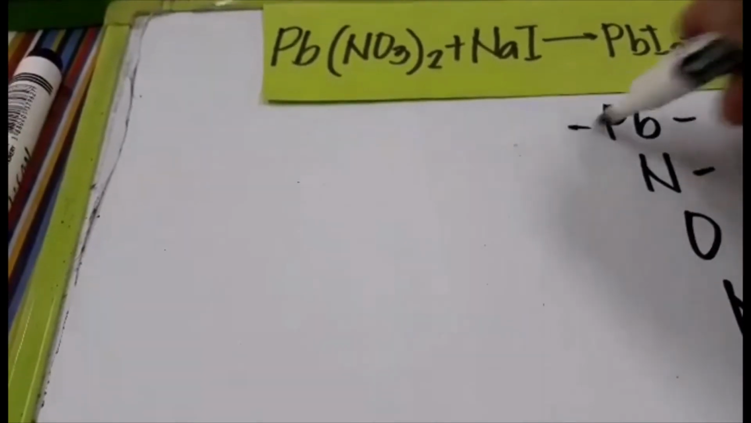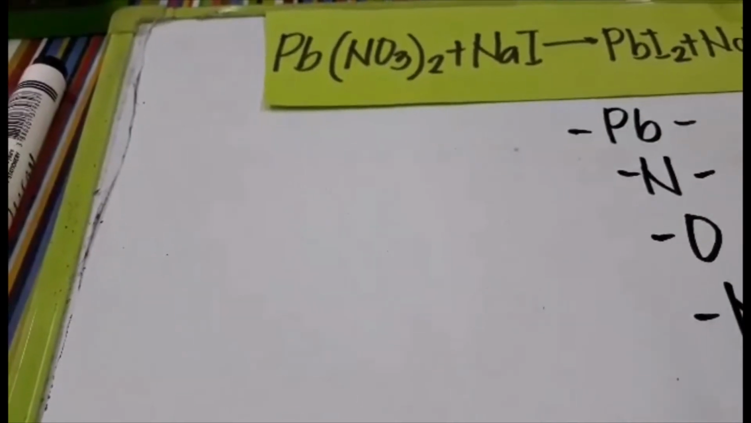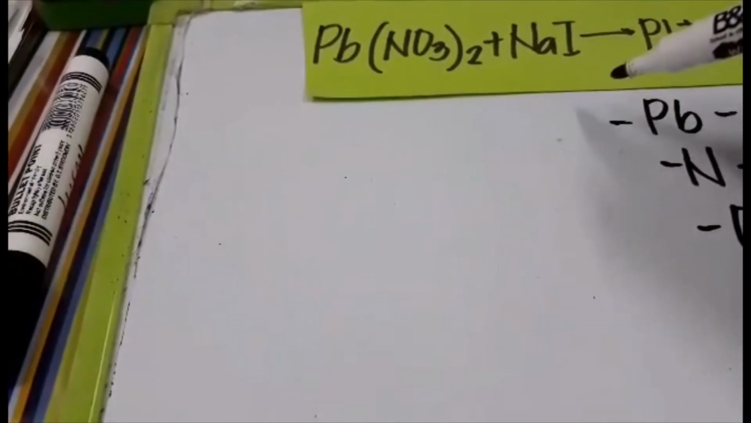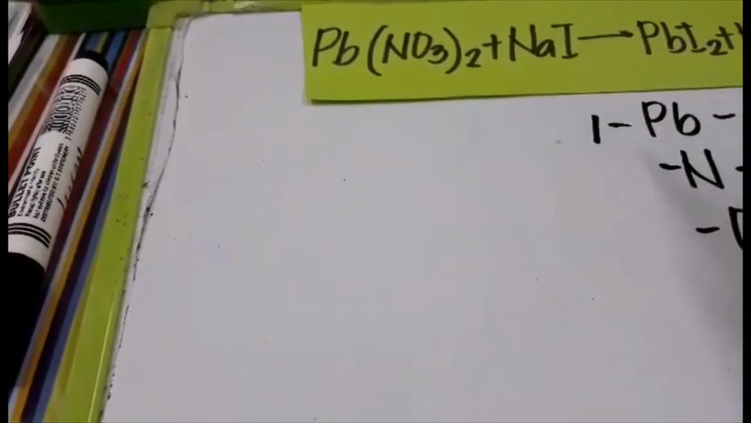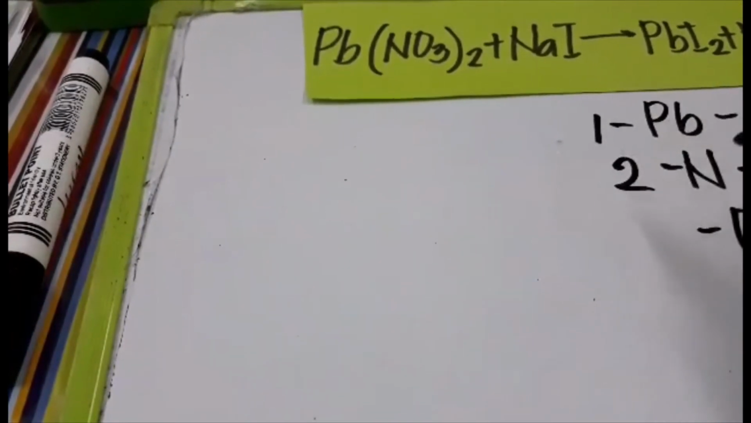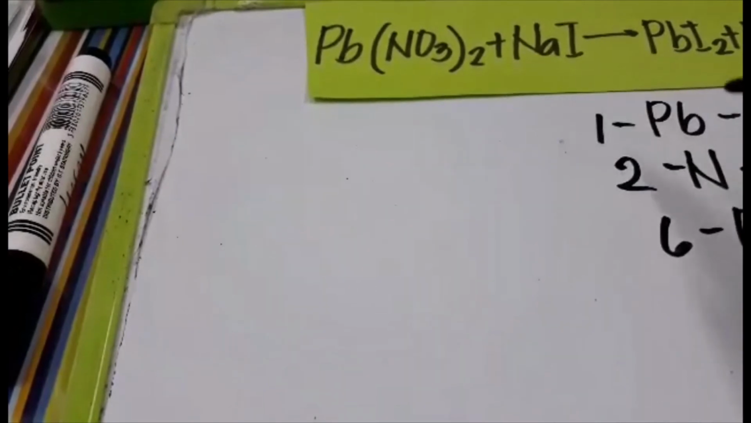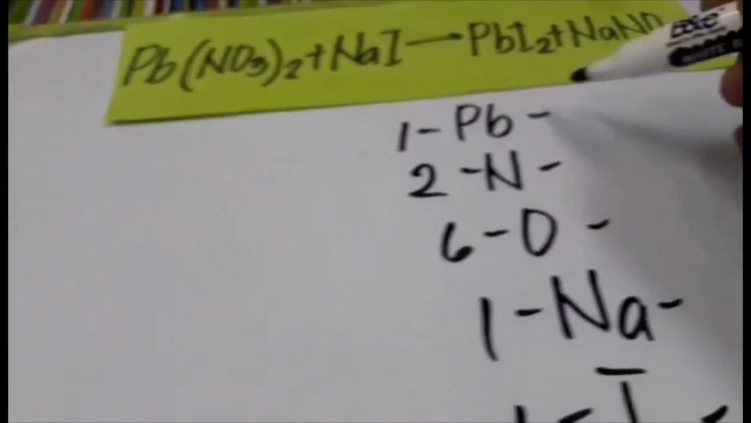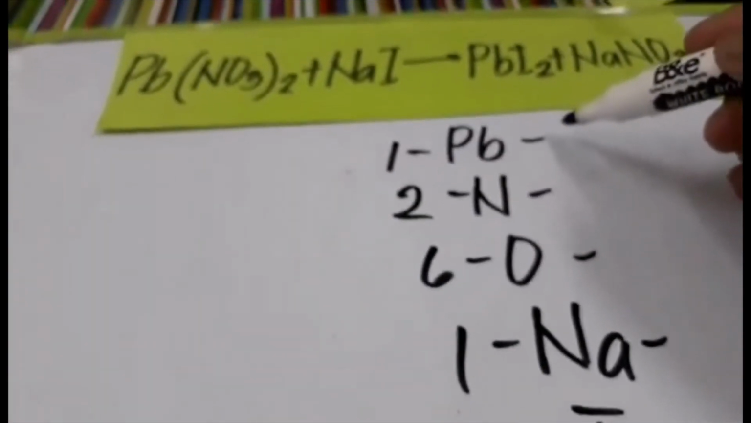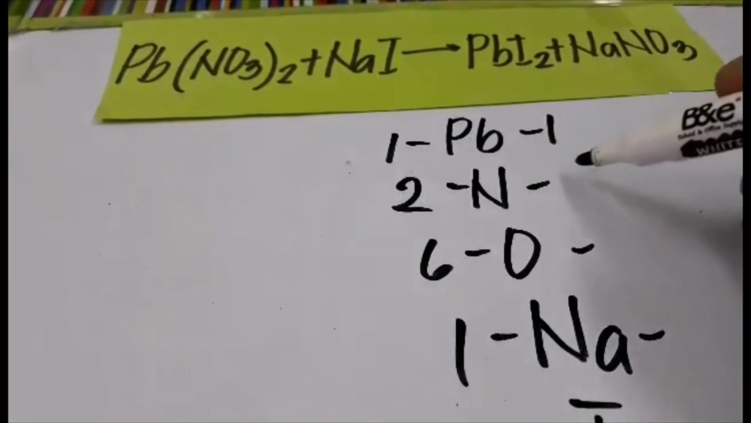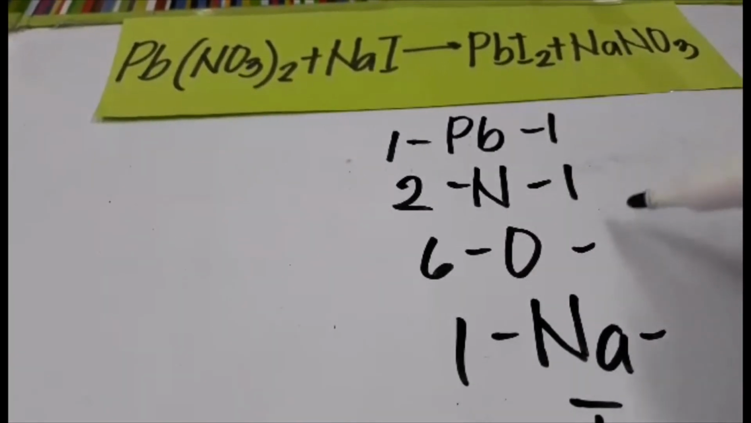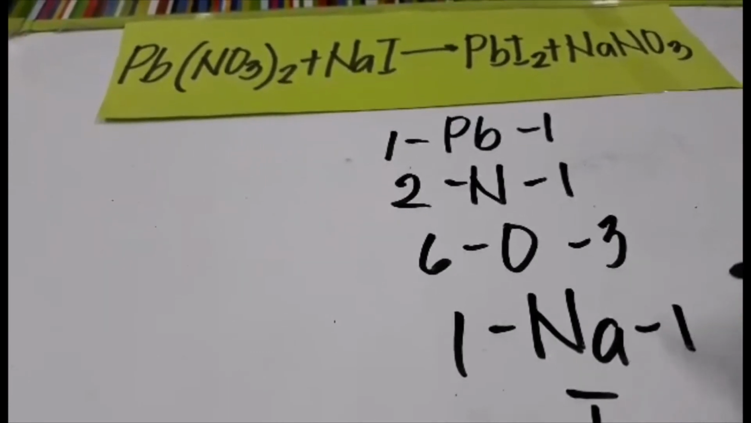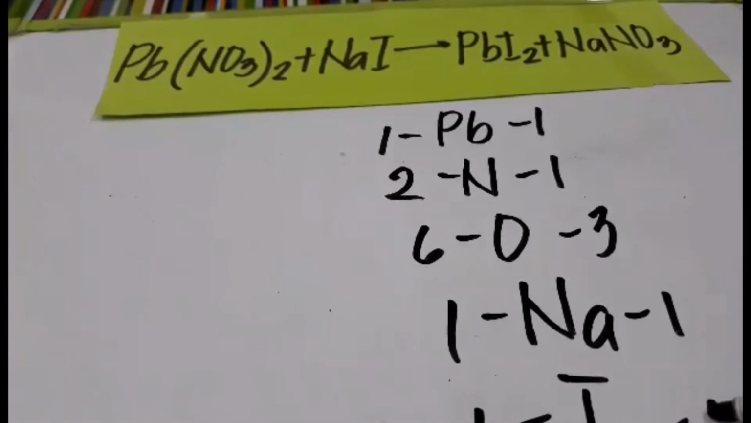So let us count the number of atoms in each element. So lead is 1 here in the reactant. So lead is 1, nitrogen is 2, oxygen is 6, our sodium is 1, iodine is also 1. Let's count in the product. So lead is 1, nitrogen is 1, oxygen is 3, sodium is 1, and iodine is 2.